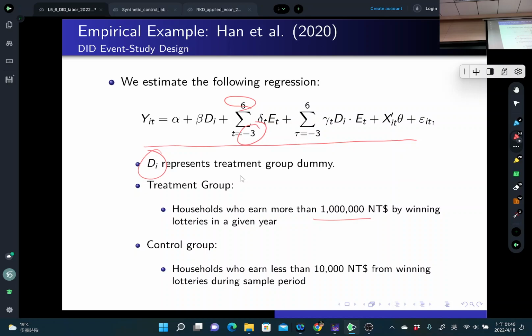Okay. So you can consider this kind of like a permanent income change. Actually, over their lifetime, they can just earn such an amount only. Okay. And the control group just earns less than 10,000 NT dollars. So over the sample periods, they only earn, every year, just below 10,000 NT dollars. Okay. So this ensures the control group does not receive any big lottery prize. Okay.